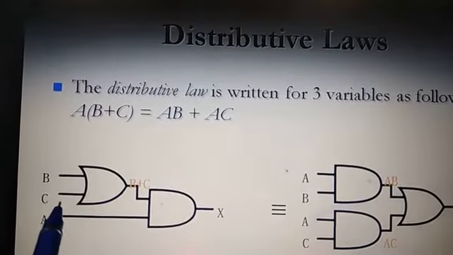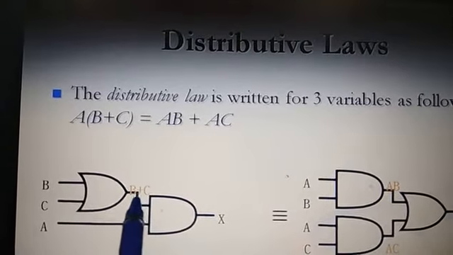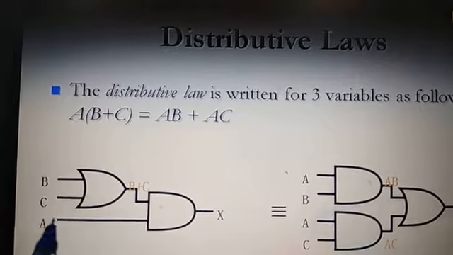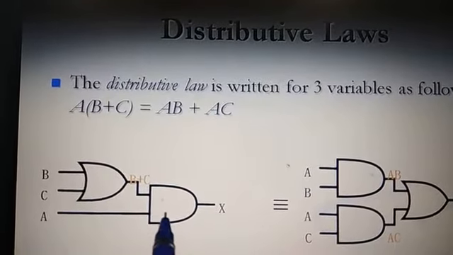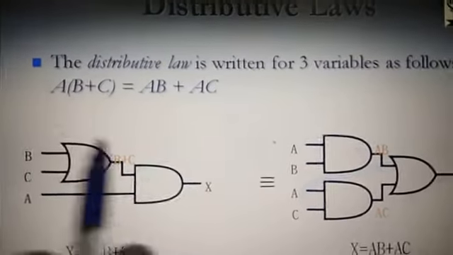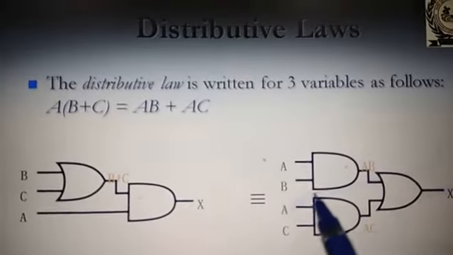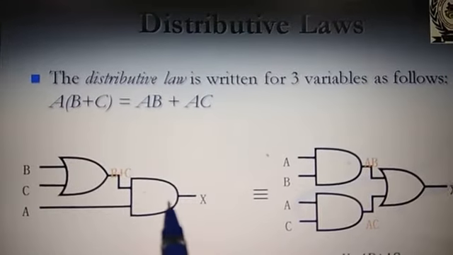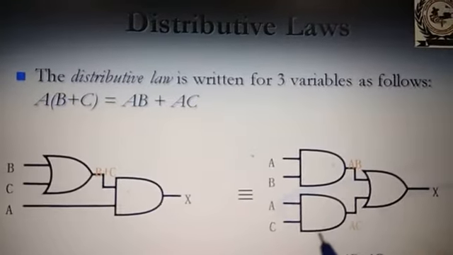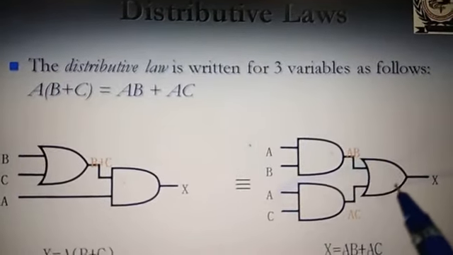So B is the input and C is the input. You will get the B plus C. And another AND gate, this is ending here. You can use A here. So A into B plus C you will get here. The same can be implemented. Here one OR gate and one AND gate is required on the left side. And on the right side we need two AND gates and one OR gate.